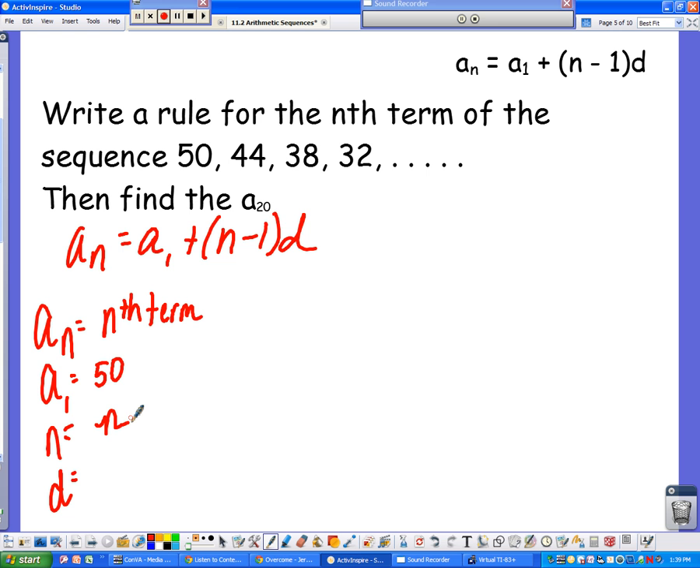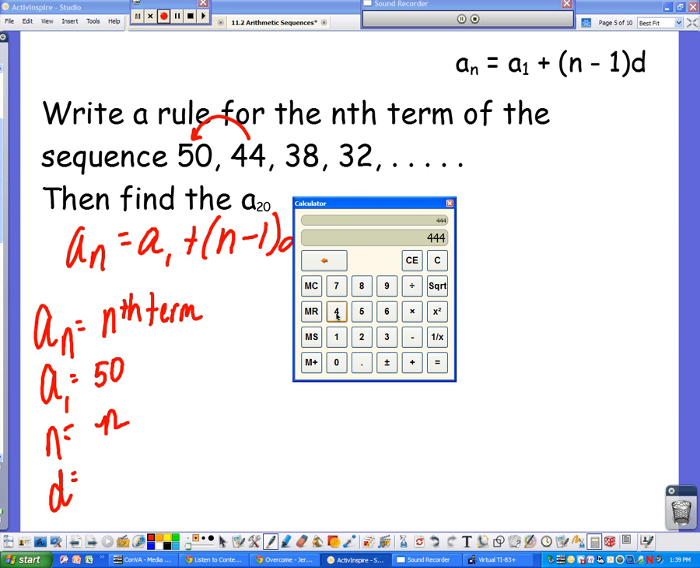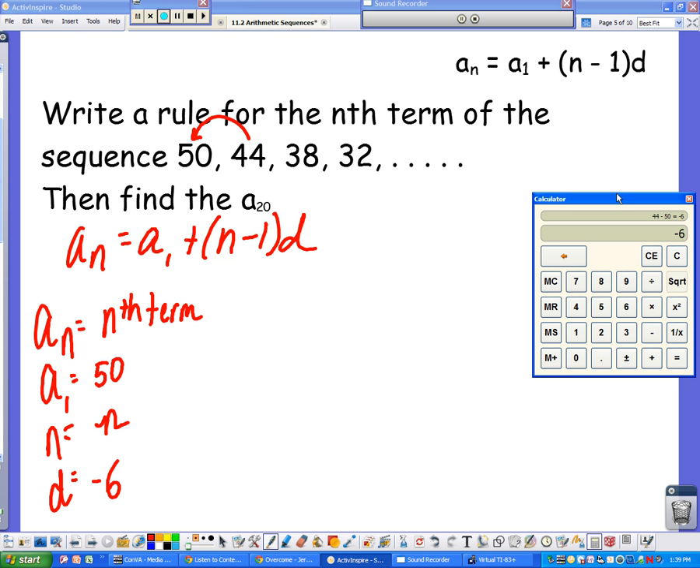And our common difference, remember we have to go backwards. So 44 minus 50. Let's do that real quick, and make sure you put it in the calculator correctly. Remember, it's 44 minus 50, which gives us a negative 6. So our common difference is negative. The other clue that tells you that it's got to be negative is the fact the numbers are going down. Remember, we're going to add a negative 6 each time.